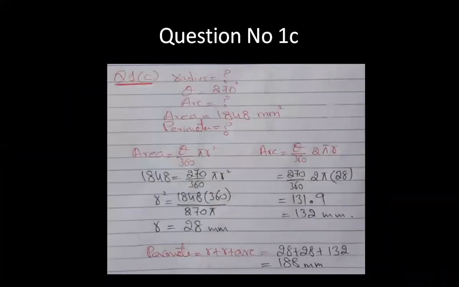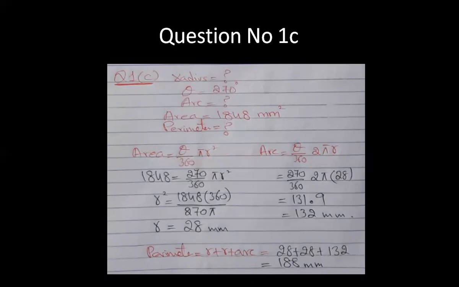Radius is the question, theta is 270 degrees, arc is the question, and area of the sector is 1848 millimeter square. The perimeter is the question. We know the formula for the area is theta by 360 pi r square. Area is 1848, theta is 270 divided by 360 pi r square. So make r square alone on one side. This 360 will go to the other side, it will multiply there. This 270 pi will go on the other side and it will divide there.